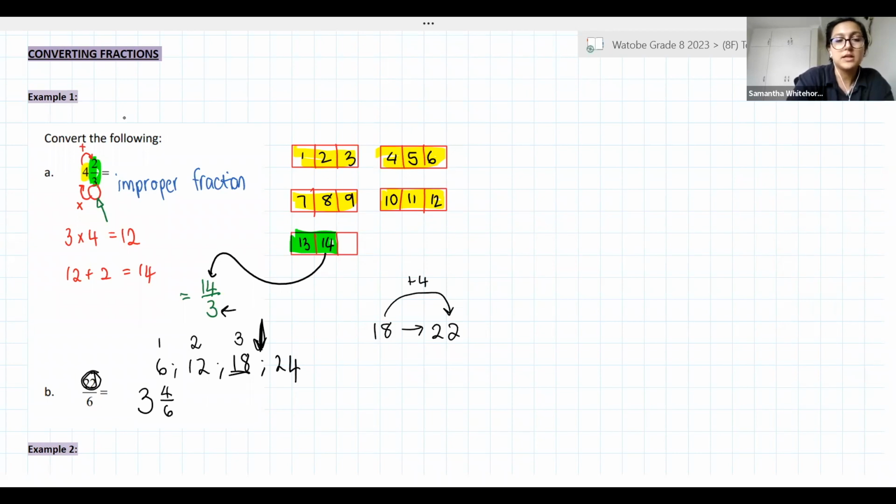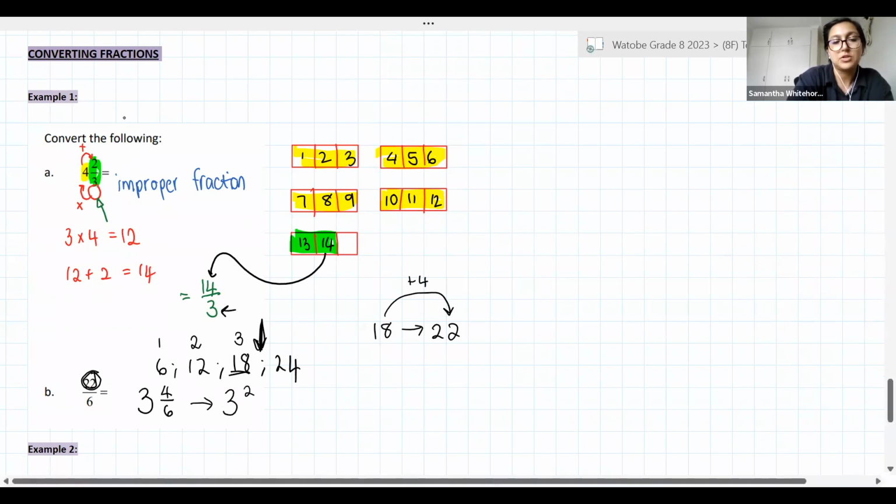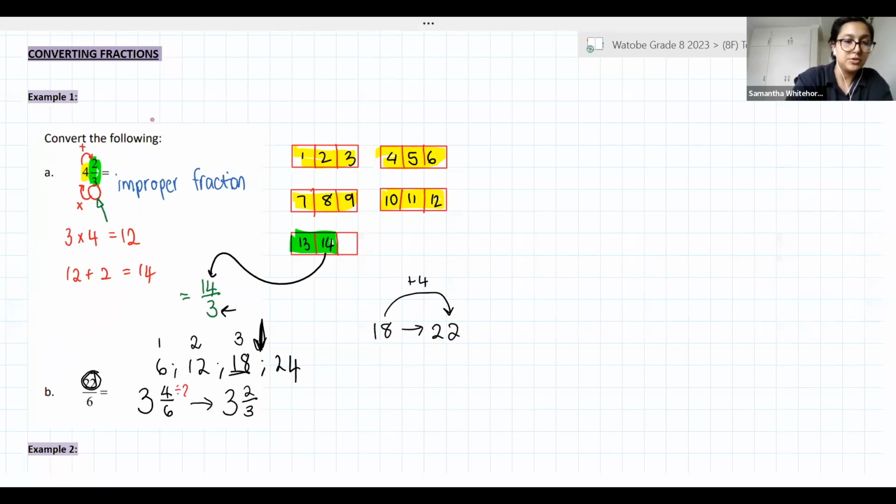Now, we always want to try and simplify as far as possible. Because 4 over 6 can be simplified, I can simplify this to 3 and 2/3 because both 4 and 6 can be divided by 2. But essentially what you're able to do, by figuring out how many times 6 can divide into 22 and then figuring out what your remainder is, is get your mixed number.